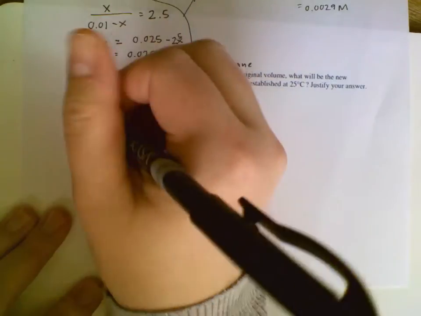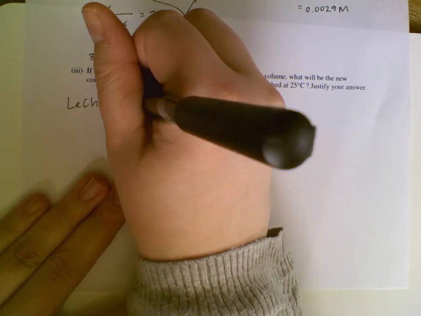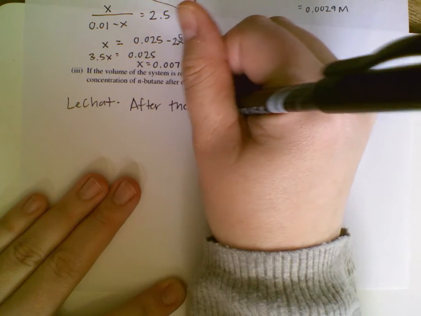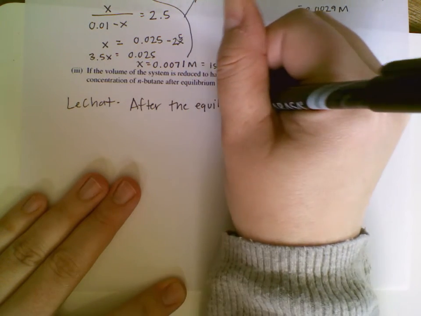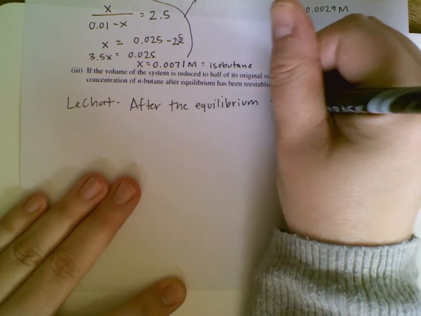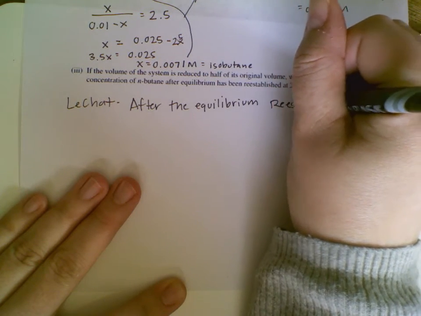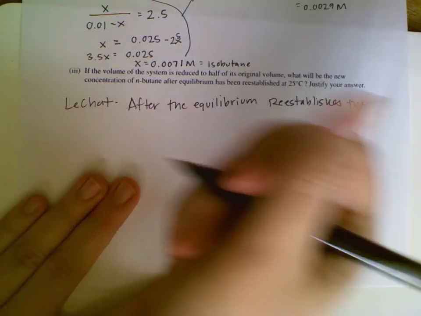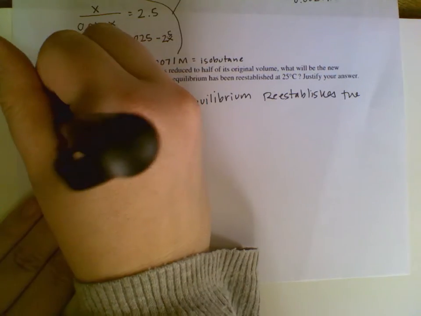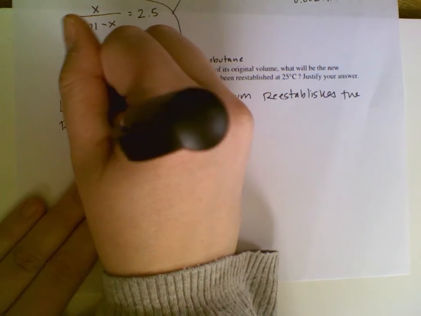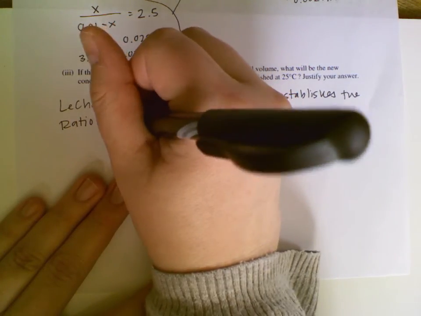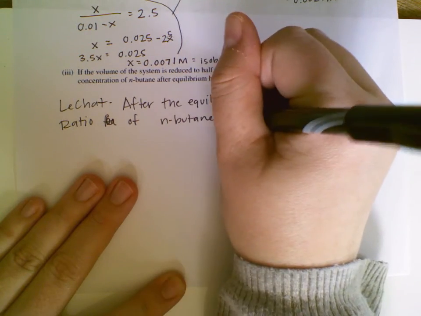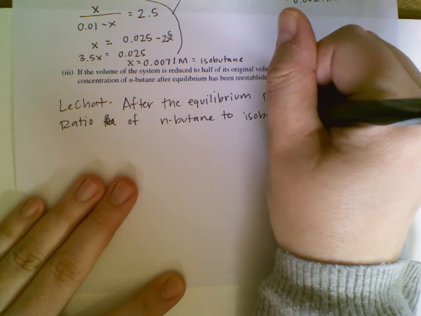So in my answer, I'm going to say after the equilibrium reestablishes, let's say the ratio of N-butane to isobutane will remain the same.